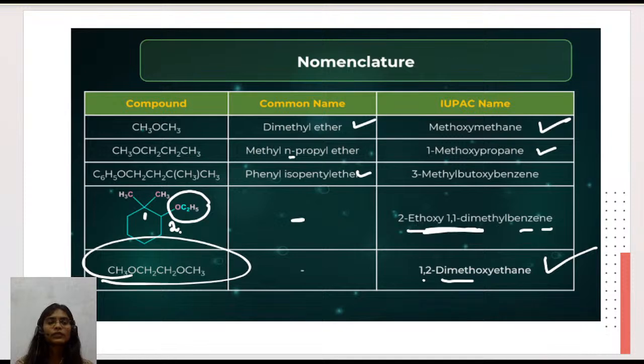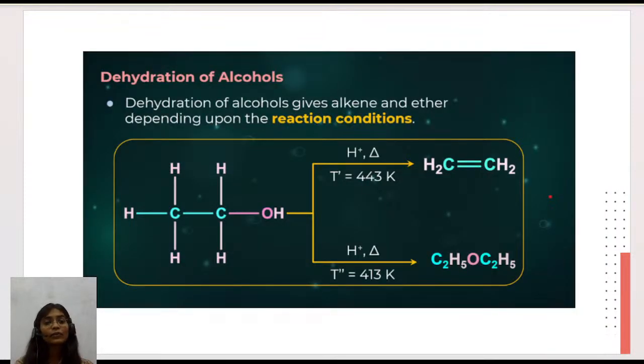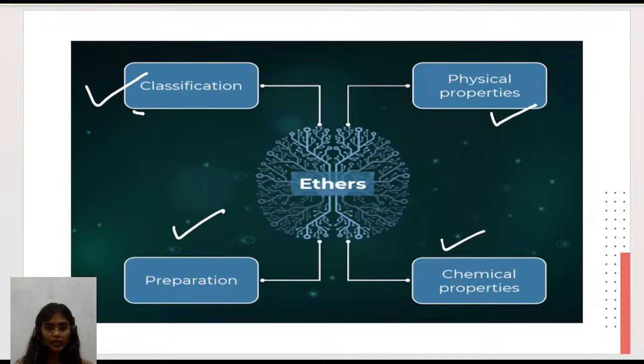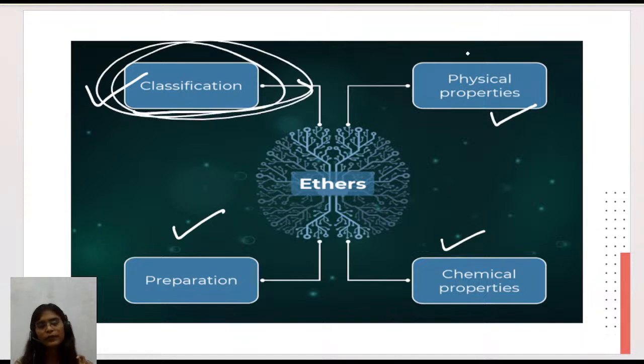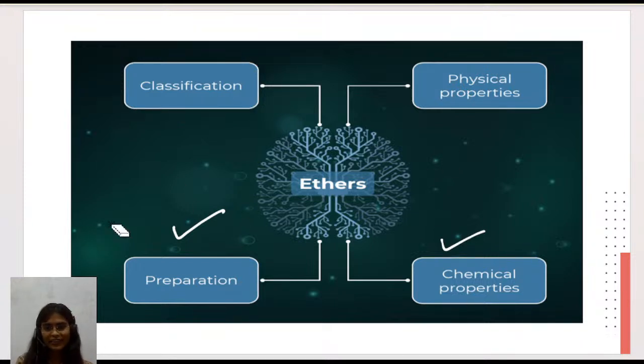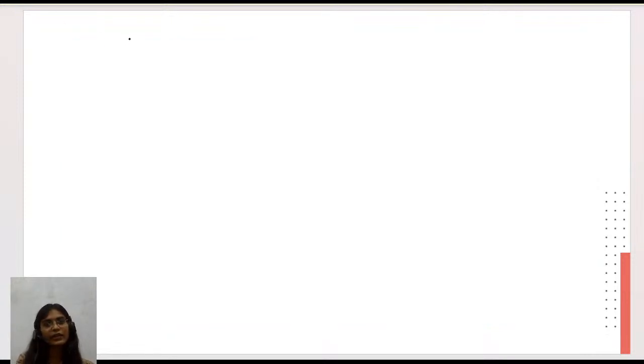Now let's start with the chemical reaction or the physical property. Let's just see again what we're discussing. So this part is done. Classification part is done. Now let's talk about the physical property first, then chemical property, and then preparation part. Sorry, the cycle is different. First of all, the classification, and then preparation, then chemical property, and then physical. So right now we're discussing the preparation of ether. It's a really interesting topic. Dehydration of alcohol.